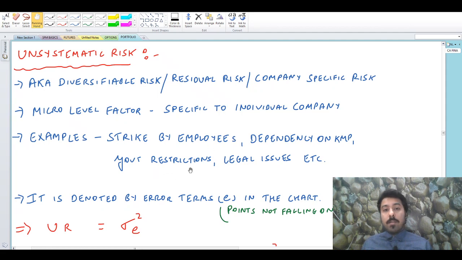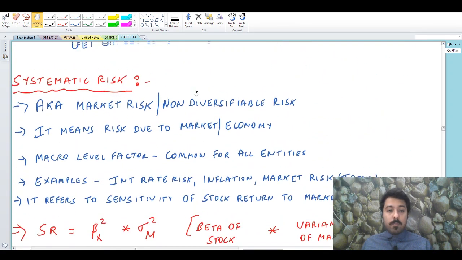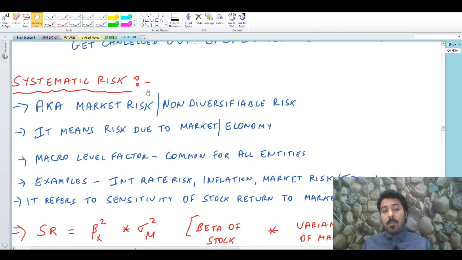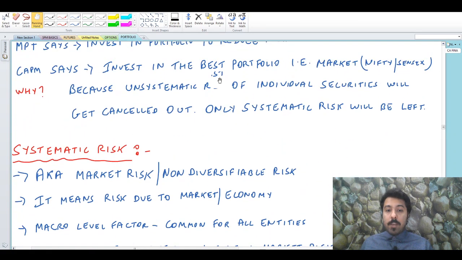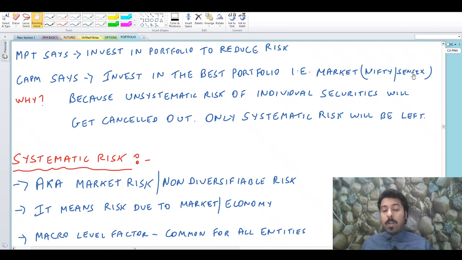Government restrictions, like you have a legal issue, a court case going on, or government restricts you from doing something, that is specific to your company and not the industry as a whole. Okay, so since systematic risk is what affects everyone in the industry, unsystematic risk is company specific risk. So when we invest in the market portfolio, that is Nifty or Sensex, unsystematic risk of individual securities will stop mattering and the only thing that matters will be systematic risk.